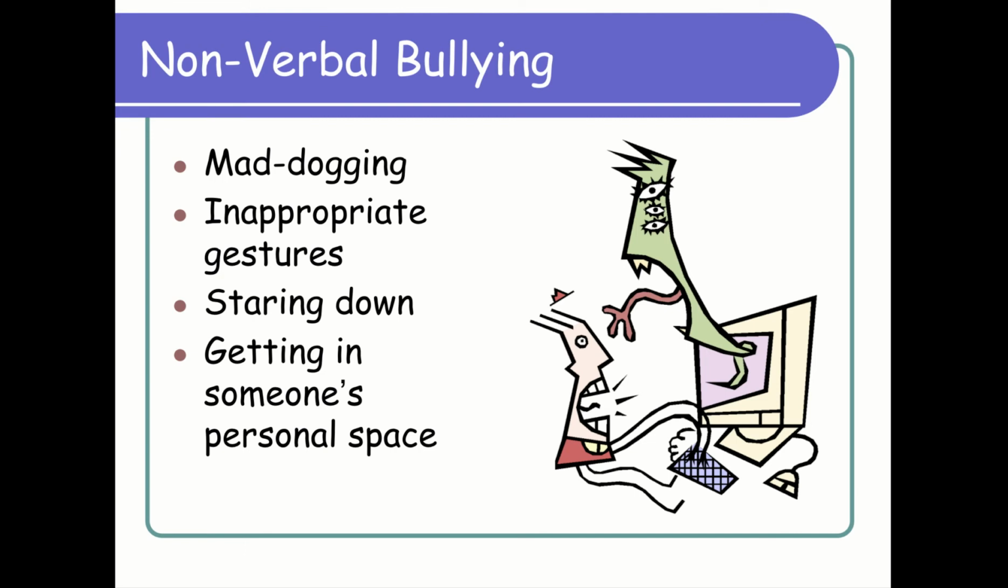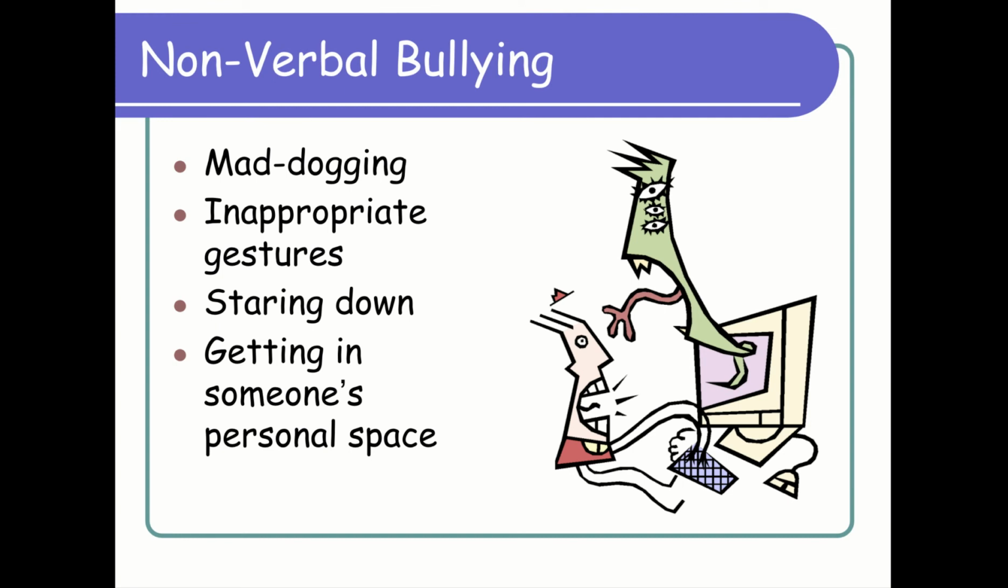Nonverbal bullying happens when there's no words being spoken. Mad dogging, when someone's glaring at another person. Inappropriate gestures, staring someone down, or getting into someone's personal space. We all understand our personal space, and I know many of us do not want another person in our personal space. So that is an example of bullying, when you're constantly getting in someone's personal space, even though you know they do not want that.